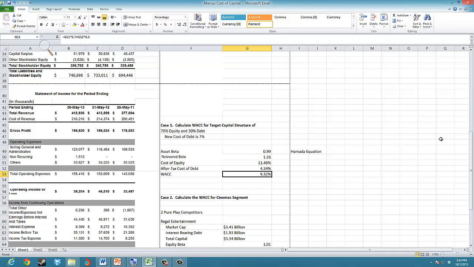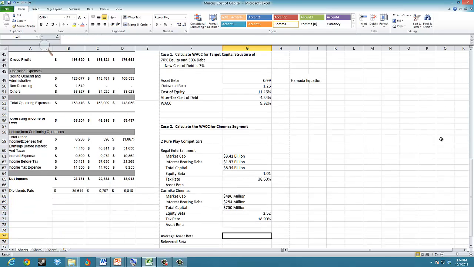The second case we're going to look at is calculating the weighted average cost of capital for one segment of Marcus Corporation. Now, Marcus Corporation is in the business of movie cinemas or movie theaters and hotels. And if we're going to look at a project for the cinemas, we need to calculate a separate weighted average cost of capital than the overall cost of capital for the firm.